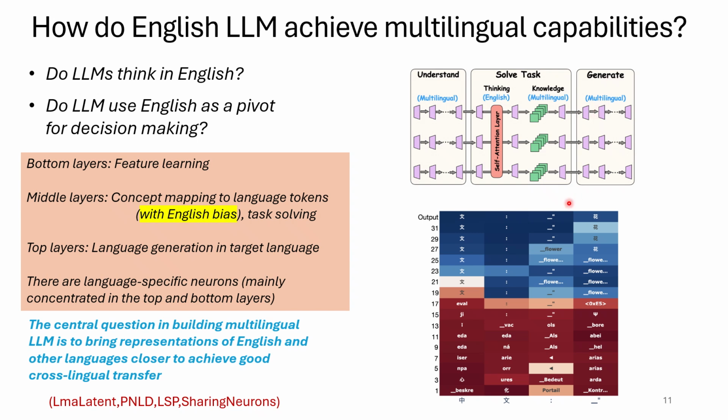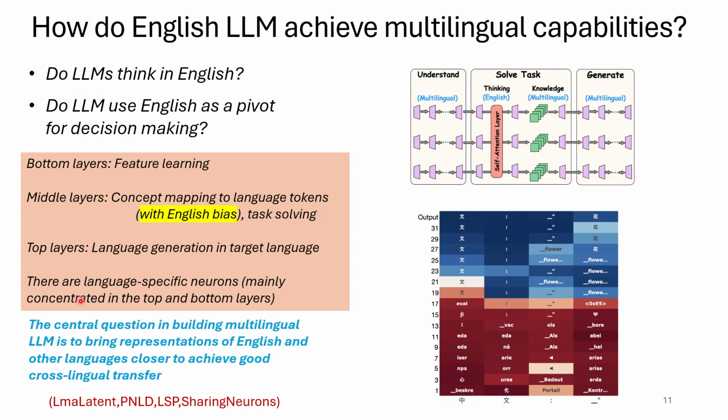Finally, the top layers are responsible for generation, and they generate multilingual. They are specialized for different target languages. They again have language specific neurons. So broadly, that's what you would see. The bottom layers do some feature learning, learn language agnostic representations. Middle layers do concept mapping, task solving, but there is an English bias, and top layers are specialized for language generation. And you can identify these language specific neurons through certain studies, and these are mostly concentrated in the top and bottom layers.